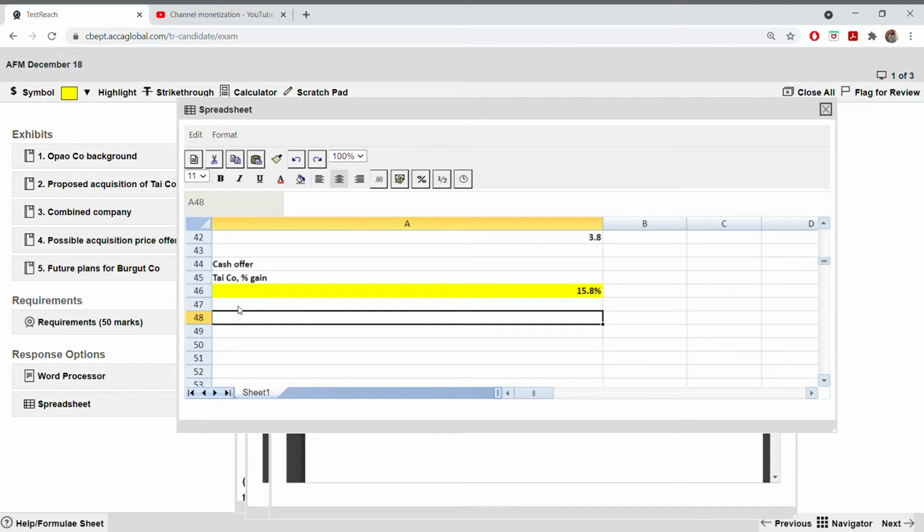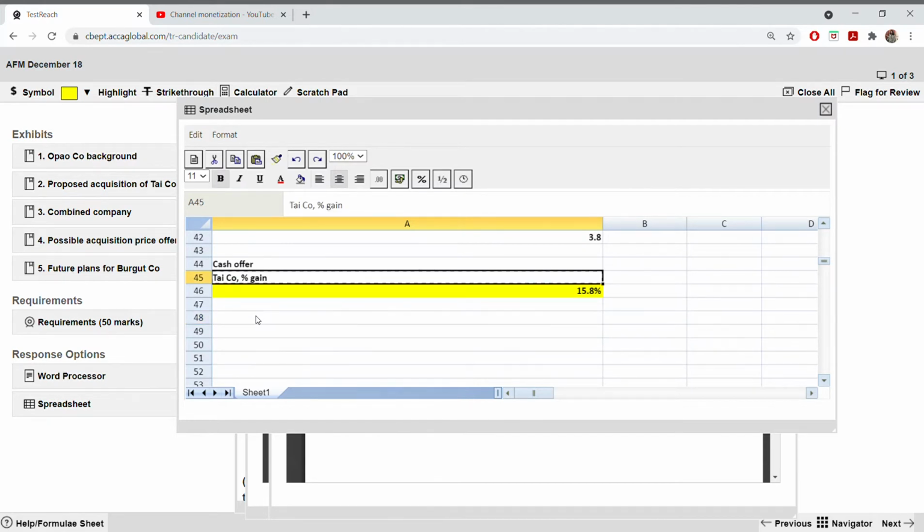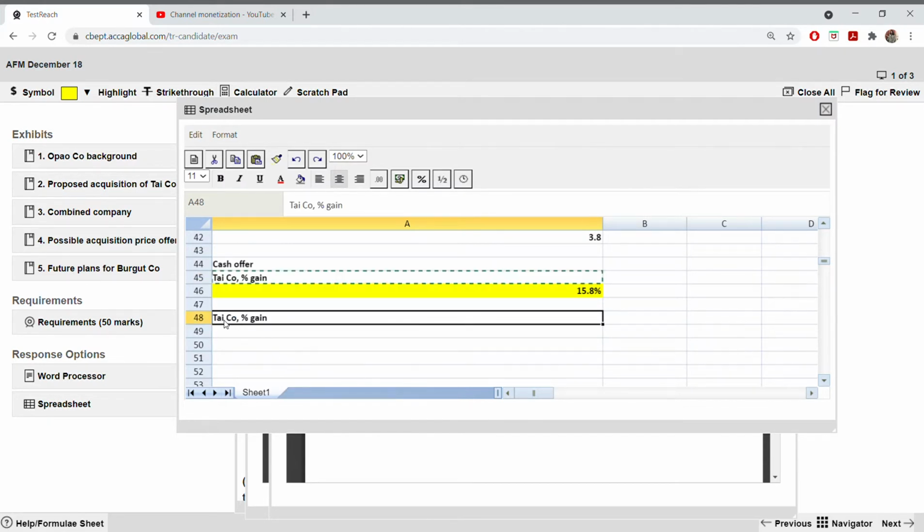Next I'm going to calculate for the Oppo company. Oppo or whatever it is, I would say Oppo. Okay. Just paste it here. Just change the name of the company. That's it.